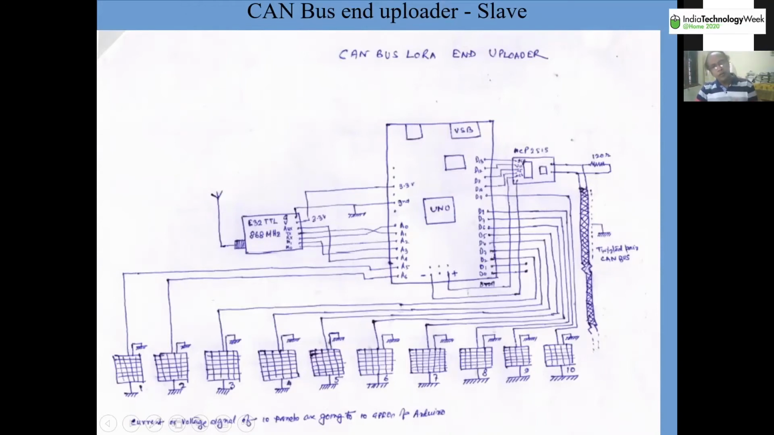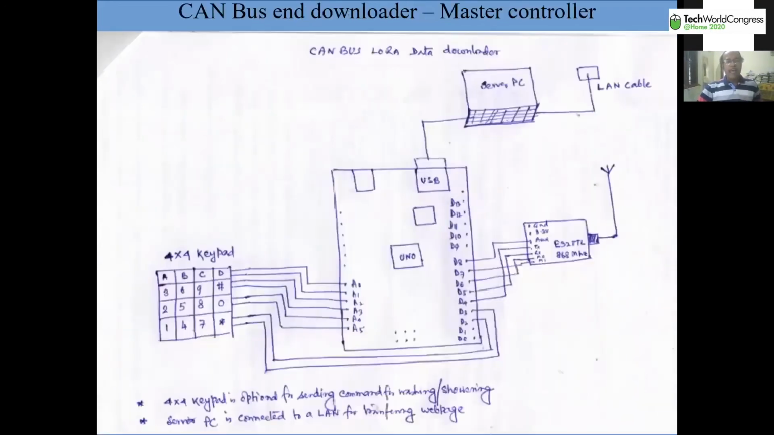You need not bring any cable from your field up to your control tower or whatever it is. So at the end of all those 10 CAN buses, they will be uploading data through this uploader. Okay, and see, each UNO can take away 10 panels. All these 10 panels' data can go to the slaves. And this is the CAN bus downloader. At the same time, this is the CAN bus master controller.